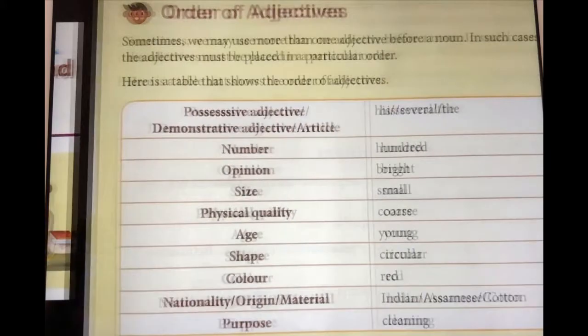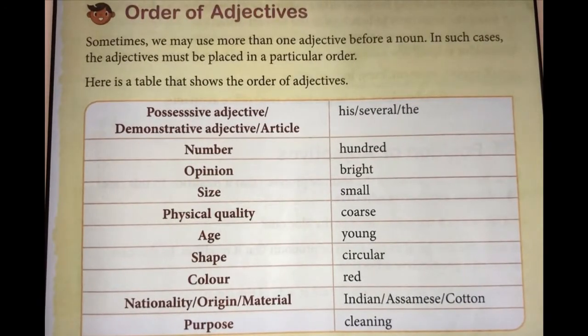Next in this chapter we have order of adjectives. What is order of adjectives? Sometimes we may use more than one adjective before a noun. In such cases, the adjectives must be placed in a particular order. So now you know why it is important to know about order of adjectives. We sometimes have multiple adjectives in our sentences, and maybe we're confused about how to organize them in a particular sentence. So if we know the order of adjectives, we know how to write them correctly.